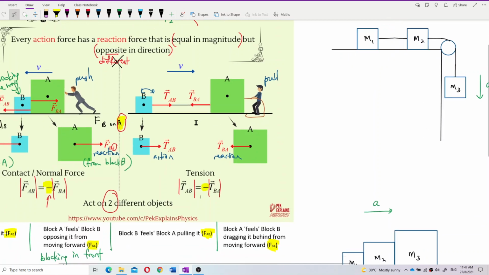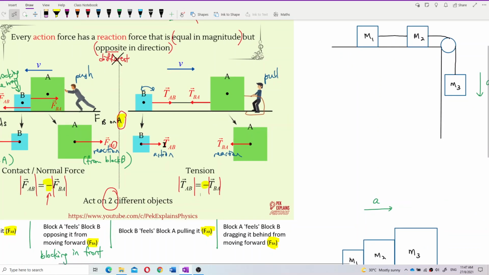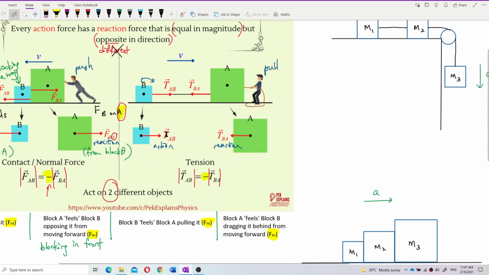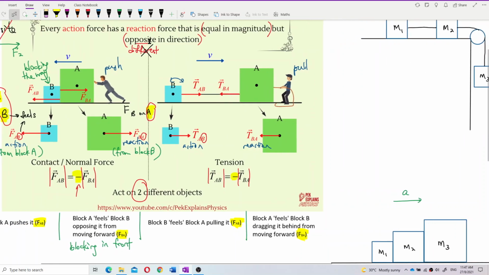Okay. Now let's just concentrate on TAB and TBA. Now why block B? We write TAB. Who experiences TAB? It is the letter behind. Again, I want to say it's the letter behind who experiences, who feels the force. It is the letter behind, which is B, who experiences the force. So that's why block B is the one who experiences TAB. How to write it in other words?